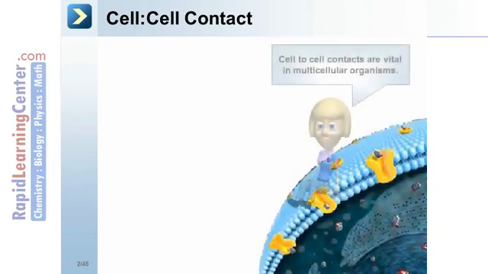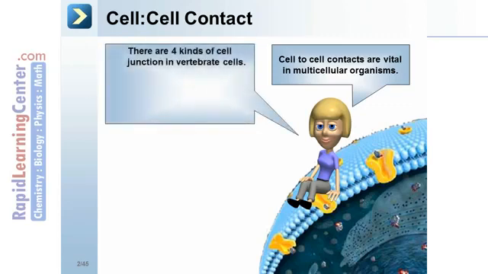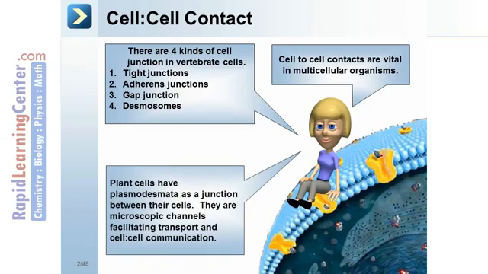This is a schematic of an outer cell membrane. Cell-to-cell contacts are vital in multicellular organisms. There are 4 kinds of cell junctions in vertebrate cells: tight junctions, adherens junctions, gap junctions, and desmosomes. Plant cells have plasmodesmata as a junction between their cells. They are microscopic channels facilitating transport and cell-cell communication.